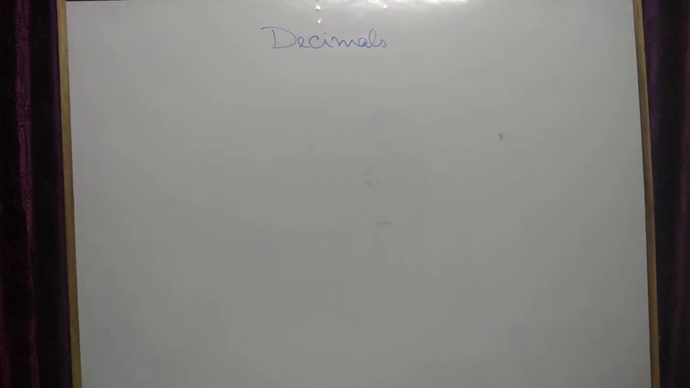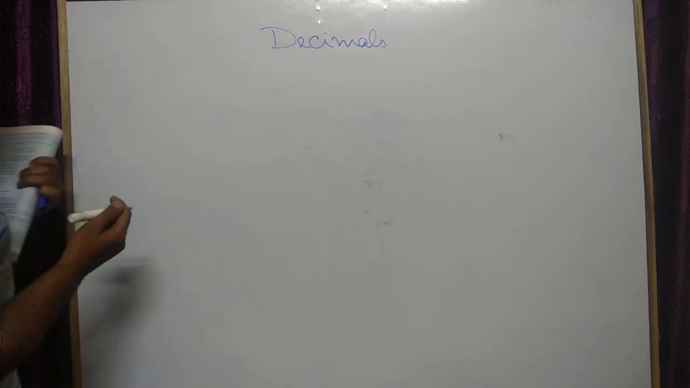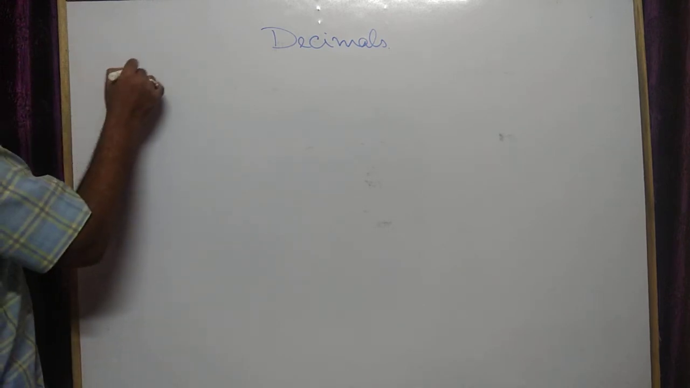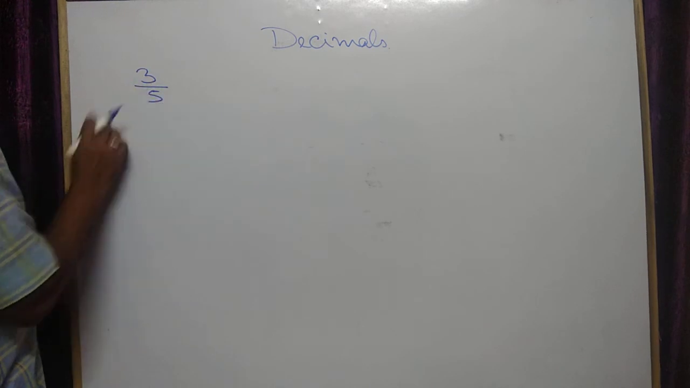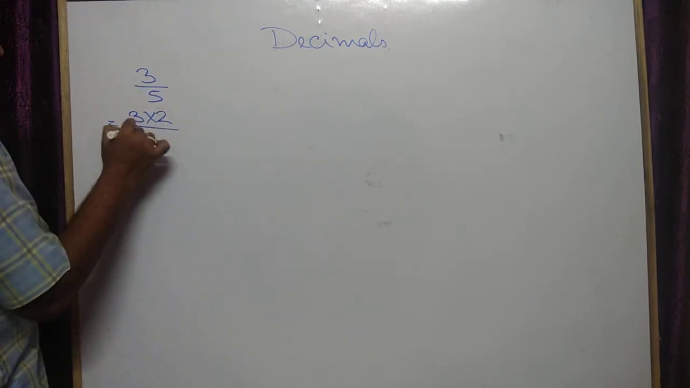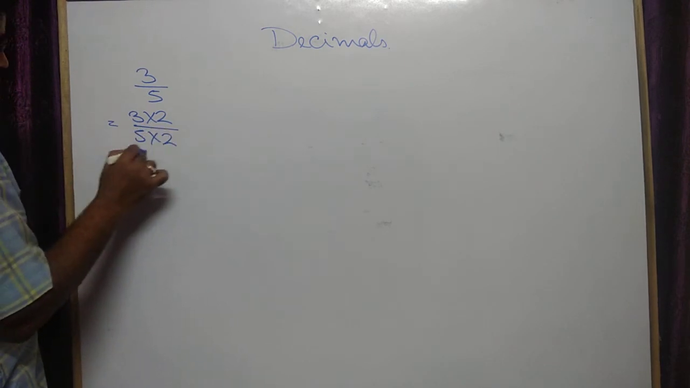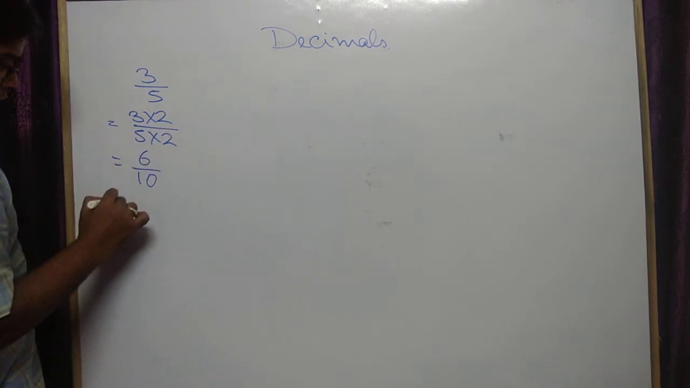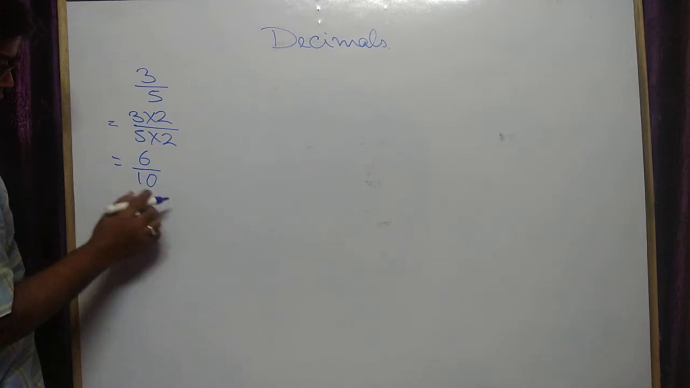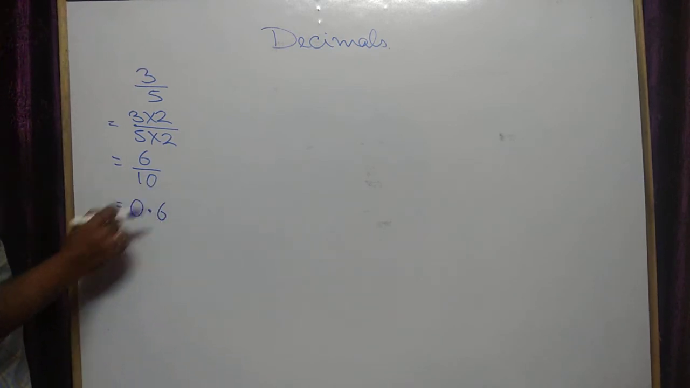The next question says: write the fraction with denominator 10 and then express it as a decimal. For example, I am picking 3 upon 5. We can multiply 3 times 2 divided by 5 times 2, so it's 6 upon 10. So we can write 0.6.